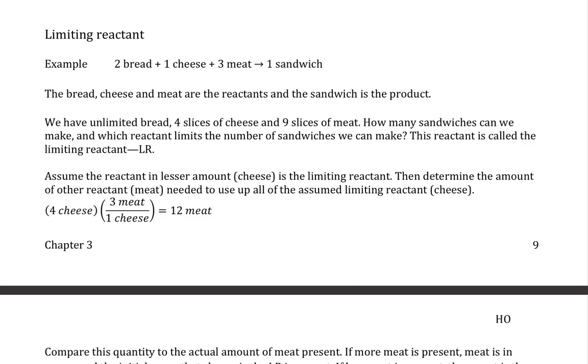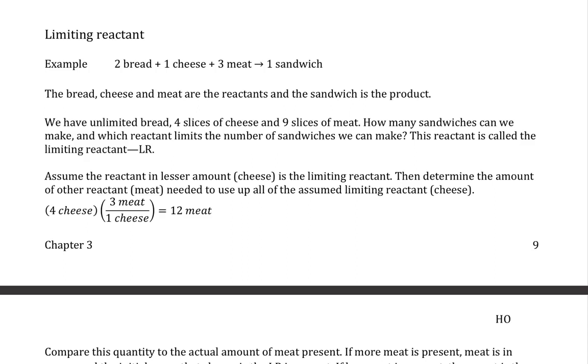Yeah, it's obvious. I'm sure you could say right off, well, the meat limits, it allows for us to make 3 sandwiches and there's 1 piece of cheese left over. Let's go through the steps, however. So the steps are to assume the reactant in lesser amount. For us, it's the cheese. There's 4 slices of it versus 9 of the meat and unlimited bread. So assume the reactant in lesser amount is the limiting reactant.